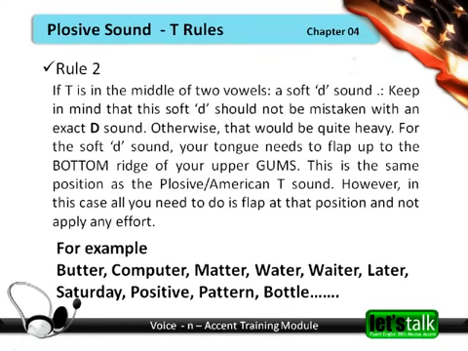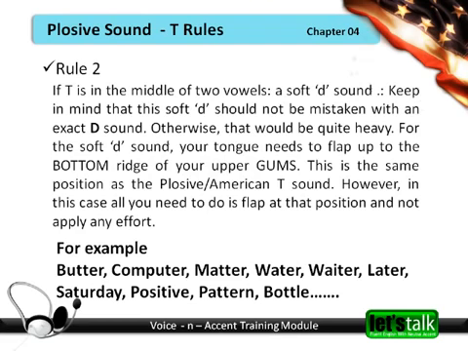T sound rule number 2. If T is in the middle of 2 vowels, a soft D sound is produced. Keep in mind that the soft D should not be mistaken with an exact D sound. Otherwise, that would be quite heavy.